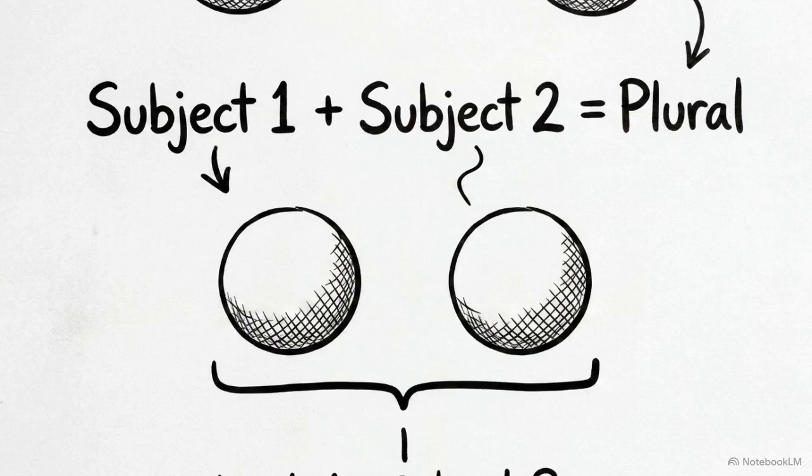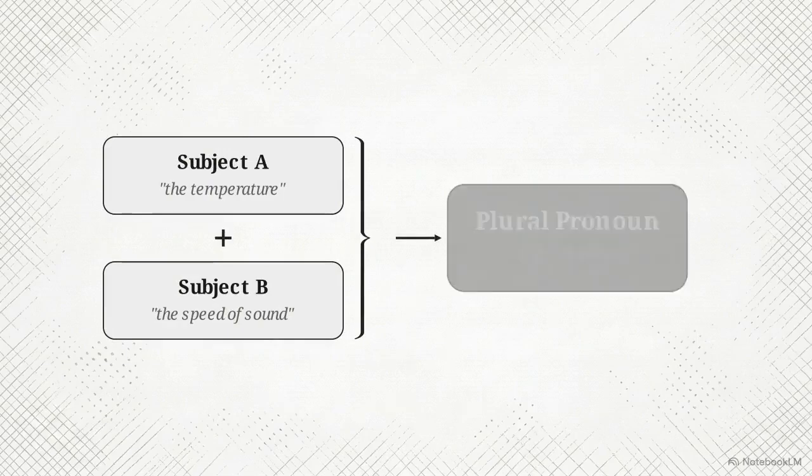Nailing this first blank requires zero guesswork. You are simply counting subjects to ensure pronoun agreement. Two subjects in the sentence means you need a plural pronoun.